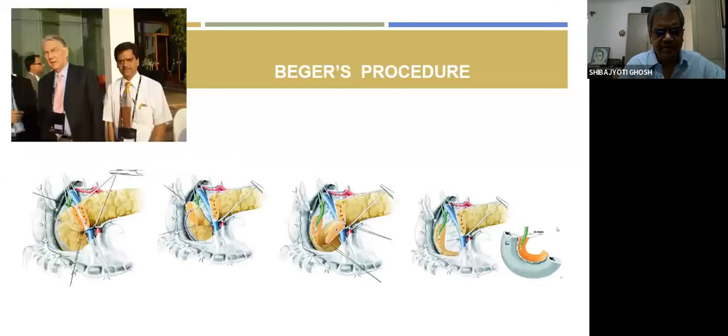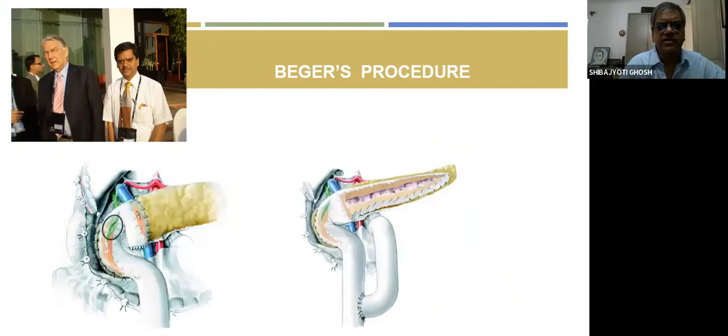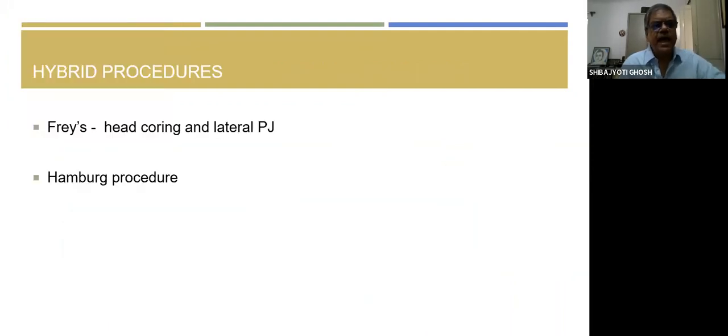So these are Beger's procedures, and I had the opportunity to meet Beger at an international conference in Mumbai in 2008. If you're interested, you can have a look at the steps of the Beger procedure. I'm just skipping that. And hybrid procedures are Frey's operation, that is head coring and lateral pancreaticojejunostomy, and the Hamburg or Berne procedures. These are almost similar procedures with little changes.